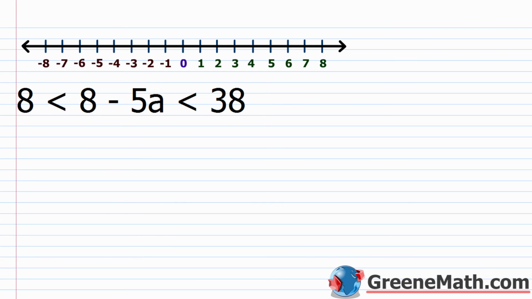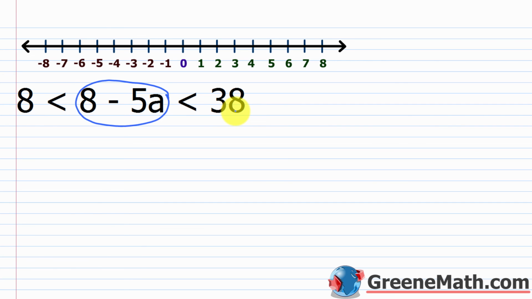All right, so the last thing we want to cover is a three-part inequality. So we saw these in Algebra 1. And basically what happens is you have this guy in between two inequality symbols. So 8 minus 5a is greater than 8, and it's less than 38. So both the conditions have to be met.